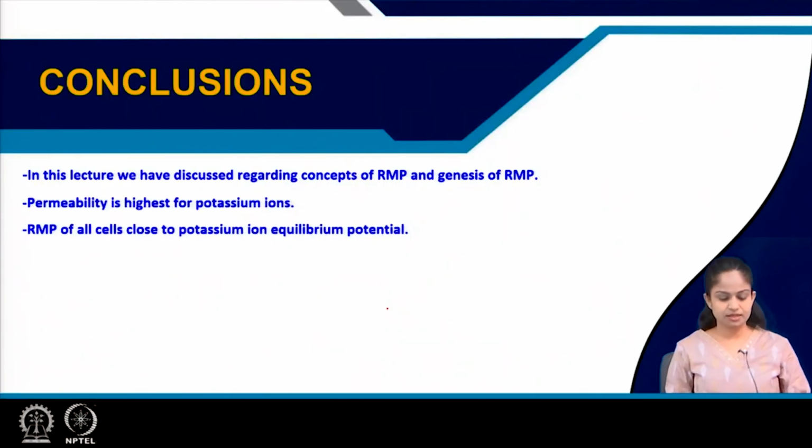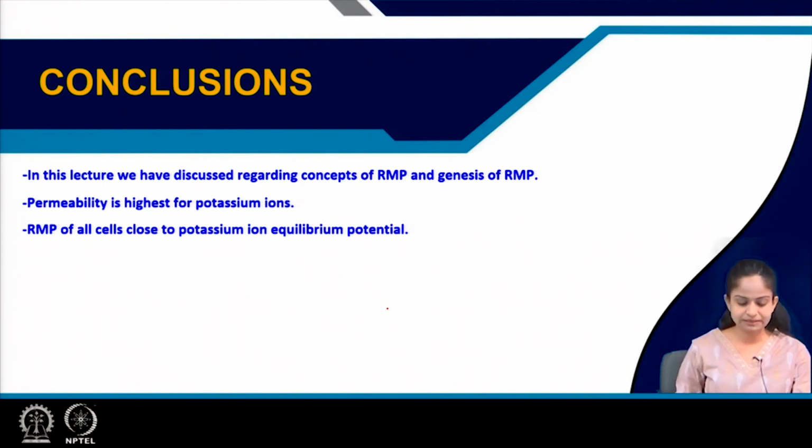So, with this we come to the concluding part of the chapter, where we have discussed what is membrane potential, the resting membrane potential, and how the resting membrane potential is generated. The most important thing is to remember the permeability is highest for the potassium ions, which gives rise to the resting membrane potential in most of the cells. The resting membrane potential lies close to the potassium ions.